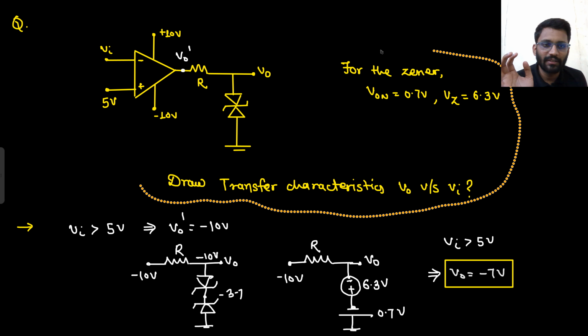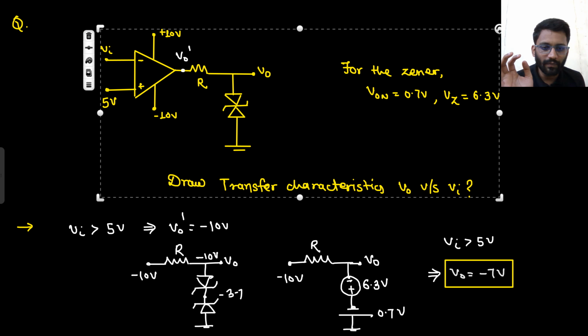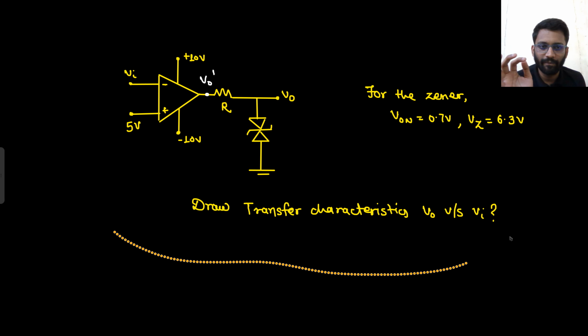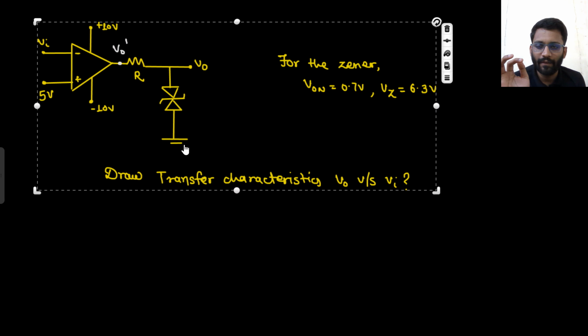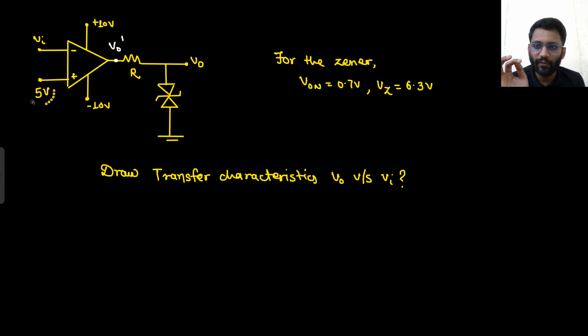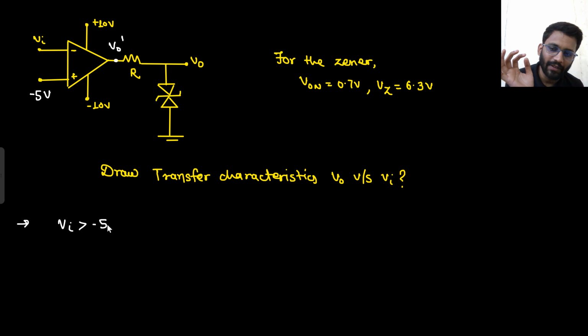Look, I will copy this question and paste it here. I will put 5 instead of minus 5. This is your V naught dash. So if your V in is greater than minus 5, your V naught dash will be minus 10.